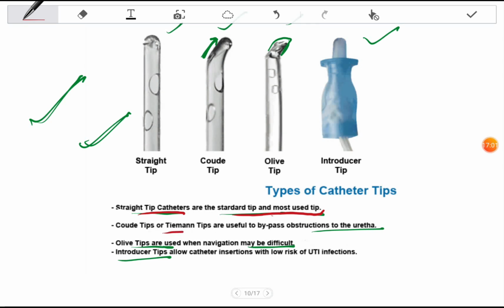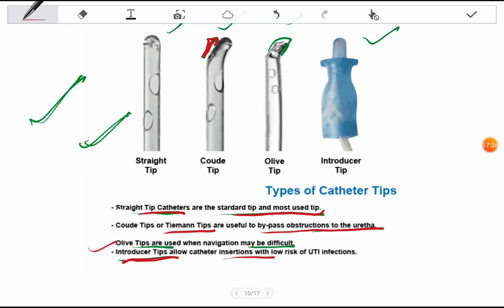Coude tips or Tiemann tips, whatever you want to say, are useful to bypass obstructions to the urethra. So if there is any obstruction, you can see there is a slight slant here, so you can pass through the obstructions, bypass the obstructions. Then our olive tips are used when navigation may be difficult. So you can see that it is a narrow one, so it would pass any structure nearby.